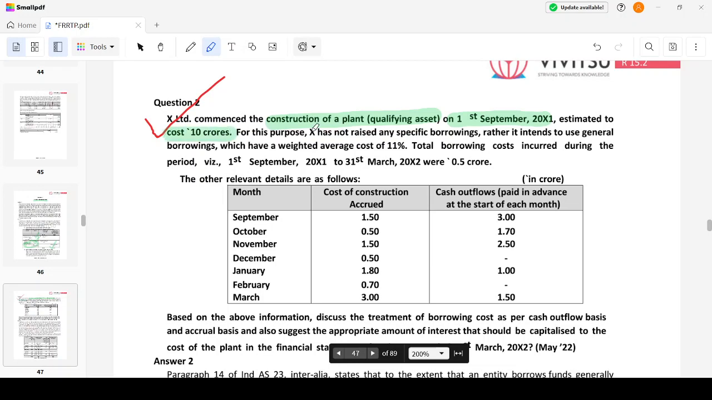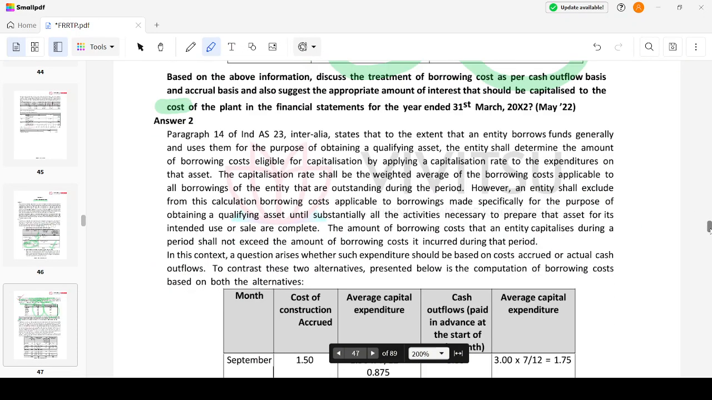For this purpose, it has not raised any specific borrowing. It intends to use general borrowings. The weighted average cost is 11%. Total borrowing cost incurred is 0.5 crores. Other relevant details have been given, like cost of construction accrued and cash outflows. Based on the above information, discuss the treatment of borrowing costs as per the cash flow basis and accrual basis, and also suggest the appropriate amount of interest that should be capitalized to the cost of the plant in the financial statements. Now let's move on.